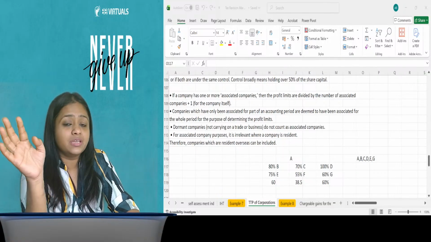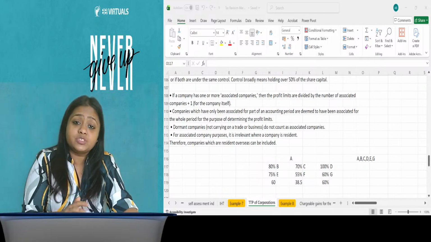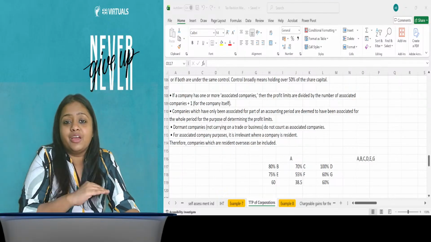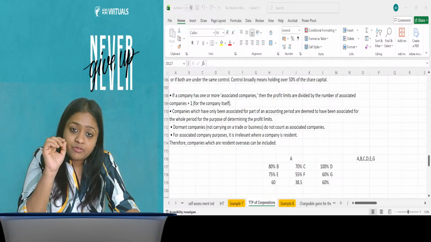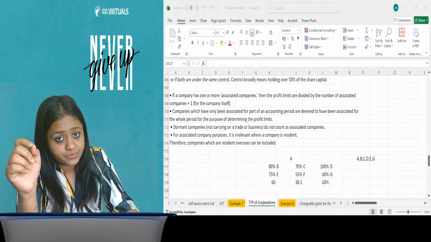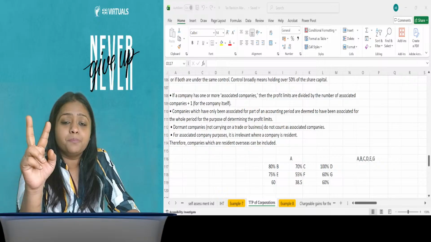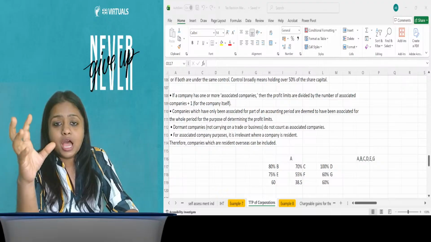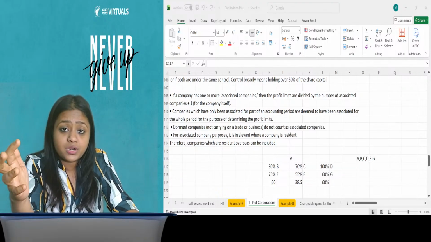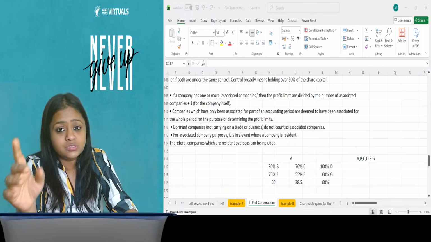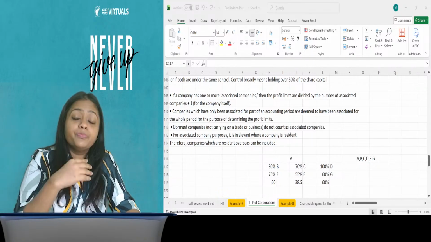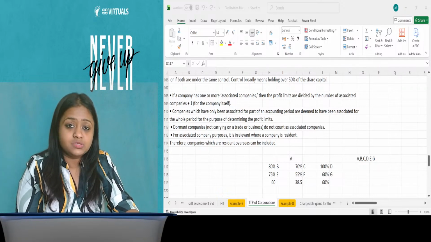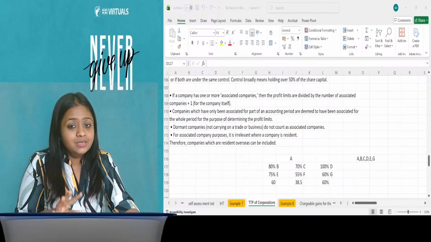Few more rules for associated companies. Number one, it doesn't matter if a company joins the group or leaves the group in the current CAP, as they will be counted as if they have been there for the full CAP. That means they will be counted for the number of associated companies. Number two, if any of the companies is a dormant company, then that will not be included in the calculation of number of associated companies. Number three, if there is any non-resident company, then that can still be a part of number of associated companies. Okay, clear?